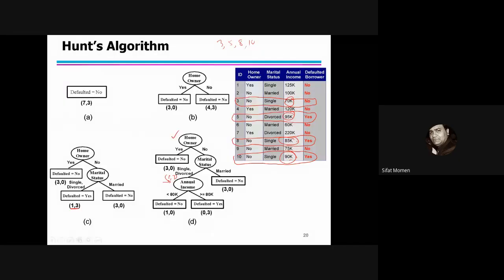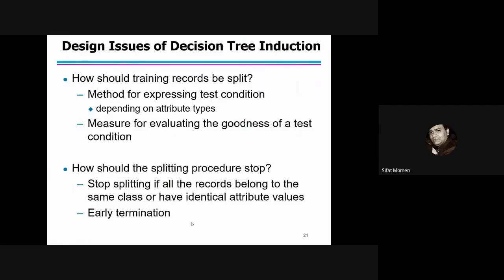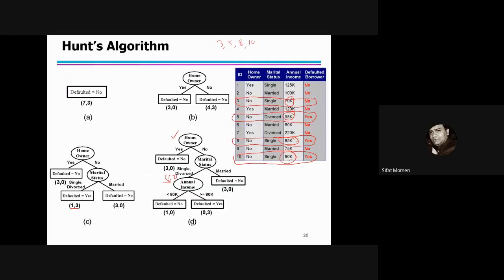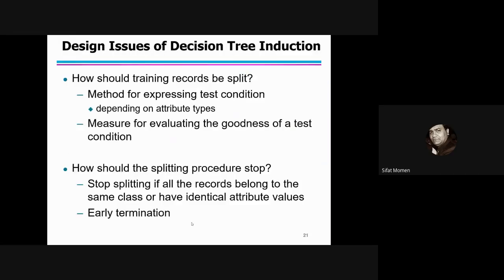What if you have a very complicated data set, and the decision tree keeps on growing and growing? Where do I make the stop? That's a very interesting question as well. So we need to think about these design issues when building this decision tree. Is that clear?